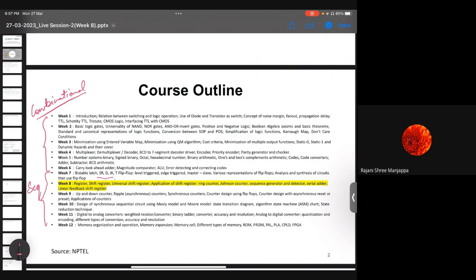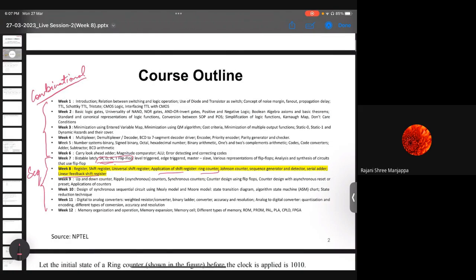And using these different flip-flops, in this week we will see their applications in terms of shift registers: what a shift register is, what the different applications are, and how we can use them as counters of different types. And one more very important topic, which is the LFSR, nothing but the linear feedback shift register. So in this week we will cover this basic content.